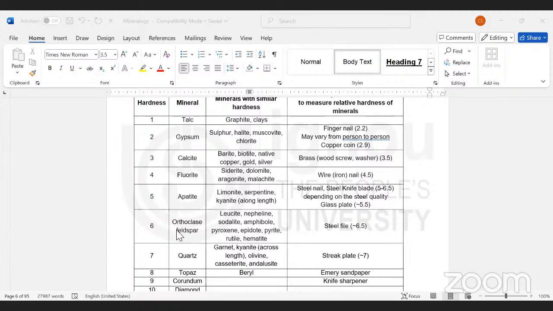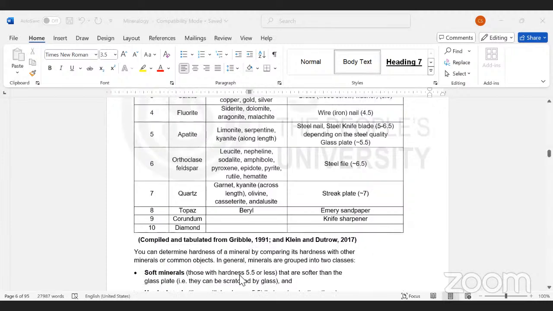Up to 5, we will almost get it. From 6 onwards, we are unable to get the color, because the hardness is high. Only white we will get because of the high hardness. So here talc is 1, gypsum 2, calcite 3, fluorite 4, apatite 5, orthoclase 6, quartz 7, topaz 8, corundum 9, diamond 10. These minerals are representative of the Mohs hardness scale.